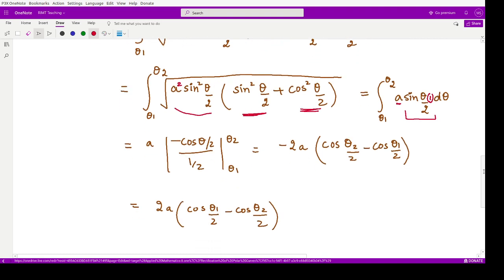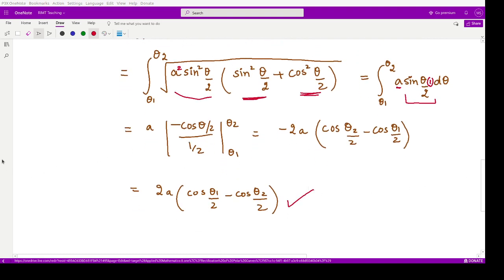This is the length of the given curve. So I hope this topic is clear to you.